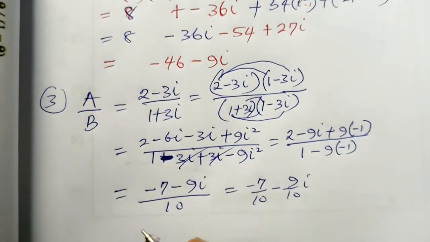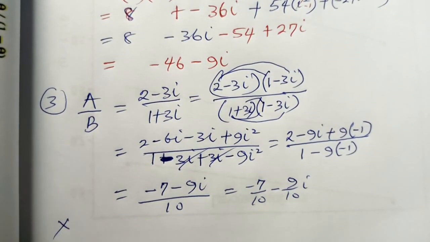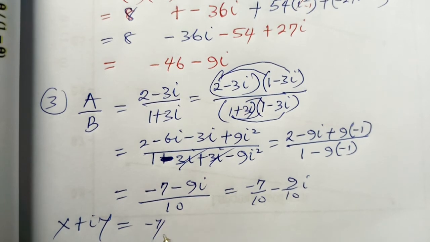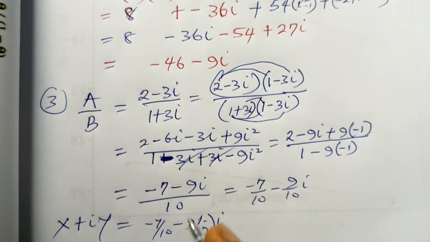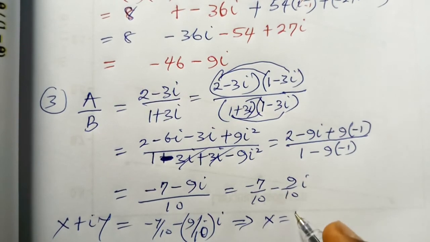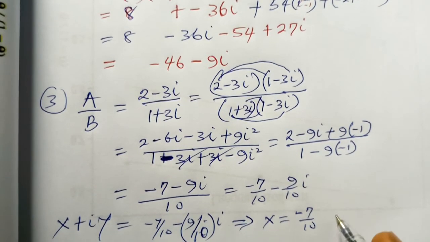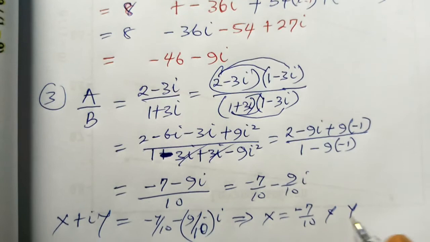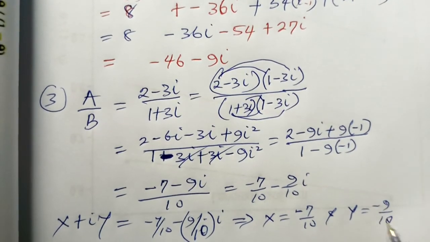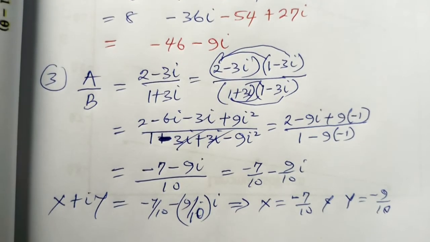So it is minus 7 over 10 minus 9 over 10 i. If you are asked to represent it in the form x plus iy, you find that x is equal to minus 7 over 10 and y is equal to minus 9 over 10. That is how to do it.